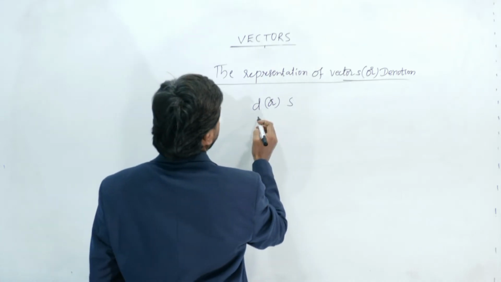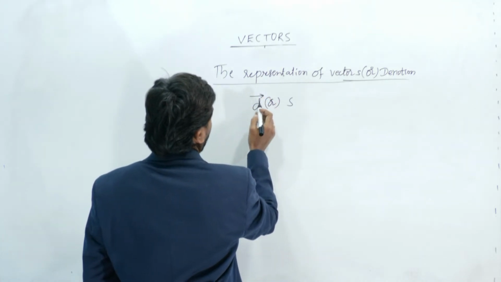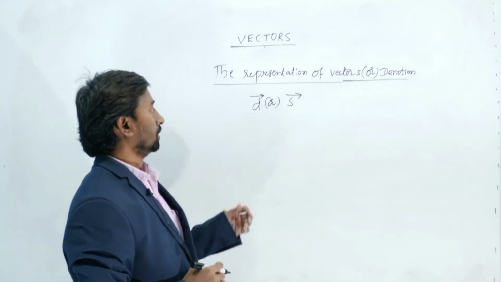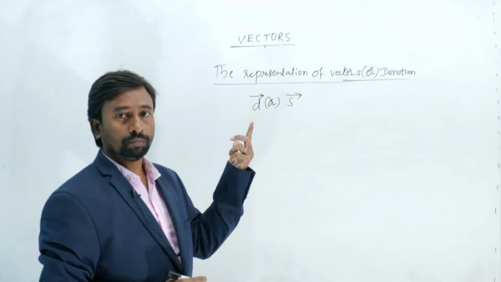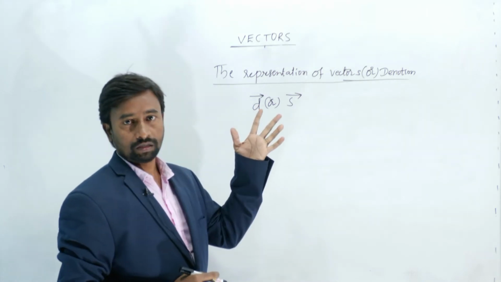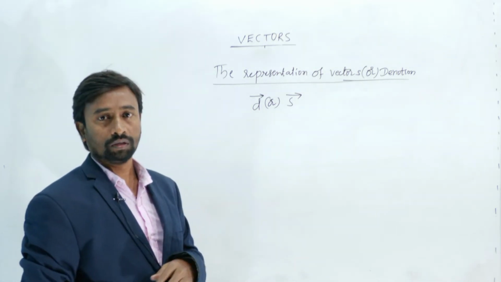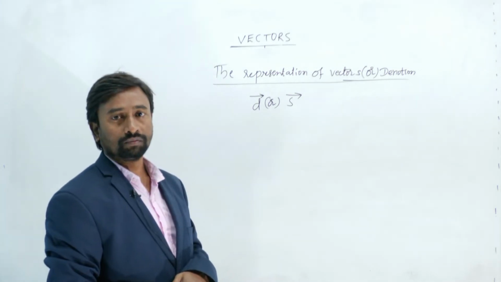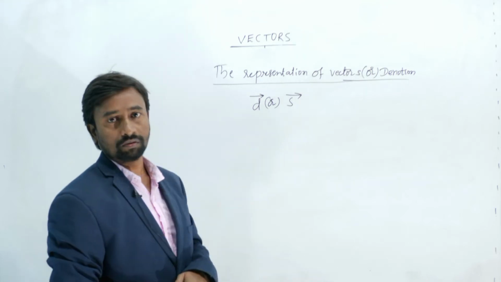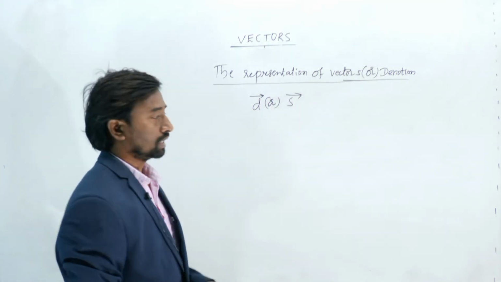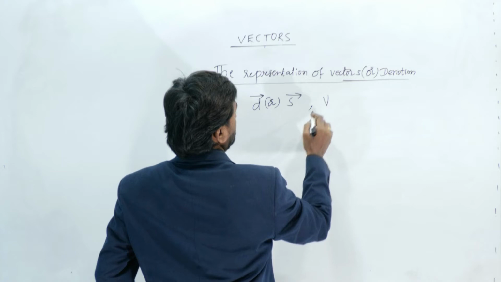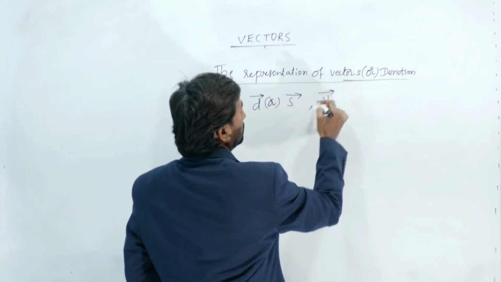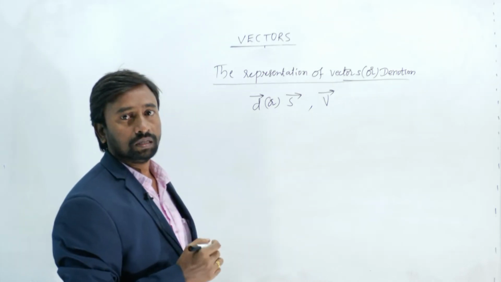If it is a vector, we write the alphabet overheaded by an arrow. This is the displacement. Normally, distance and displacement are both represented by d and s. If the bar is mentioned over the alphabet, that is a denotation of vectors. So d is a vector, and s is also a vector. Suppose the velocity: if it is just v, we consider it a scalar. If it is denoted with an arrow over it, then that will be the velocity vector.